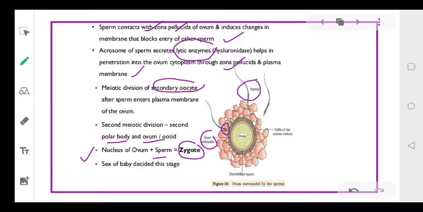And at this stage, the sex of the baby is decided. Okay, at this particular stage, that is, a fusion of male and female nucleus, a fusion of male and female gametes. The fusion of the nucleus of the male and female gamete will form the zygote, and at this particular stage, the sex of the child will be determined.